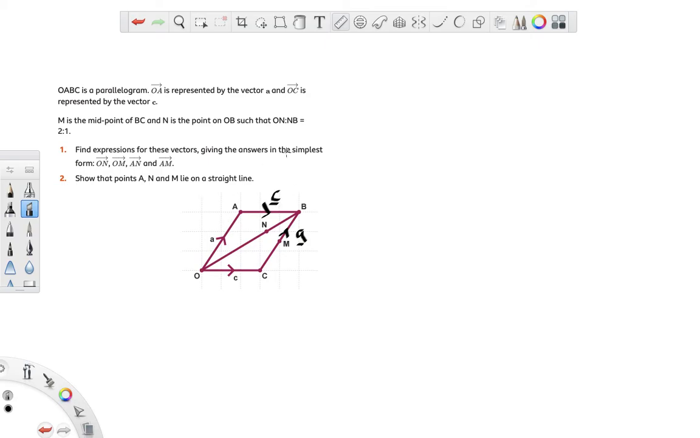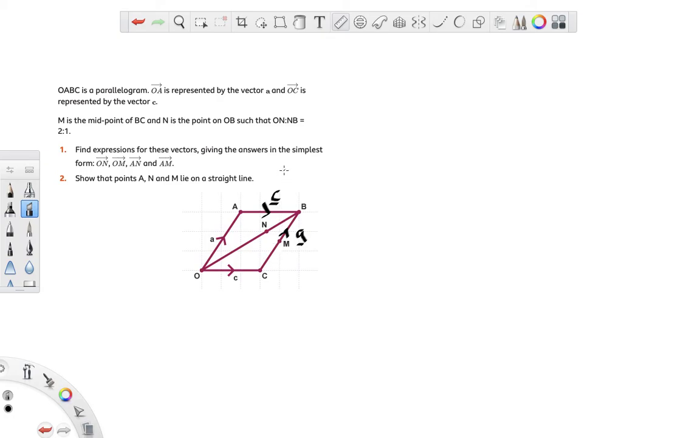Okay, then it says M is the midpoint of BC. So we know that if the whole of C to B is represented by the vector A, well then C to M is going to be half A, and we'll come back to that later on.